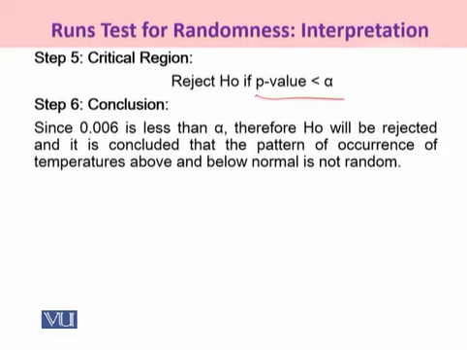As you can observe, the p-value given to us by SPSS comes out to be 0.006, and it is very much less than alpha, where our alpha was 0.05. Therefore, H0 will be rejected, and we can conclude that the pattern of occurrence of temperature above and below normal is not random.